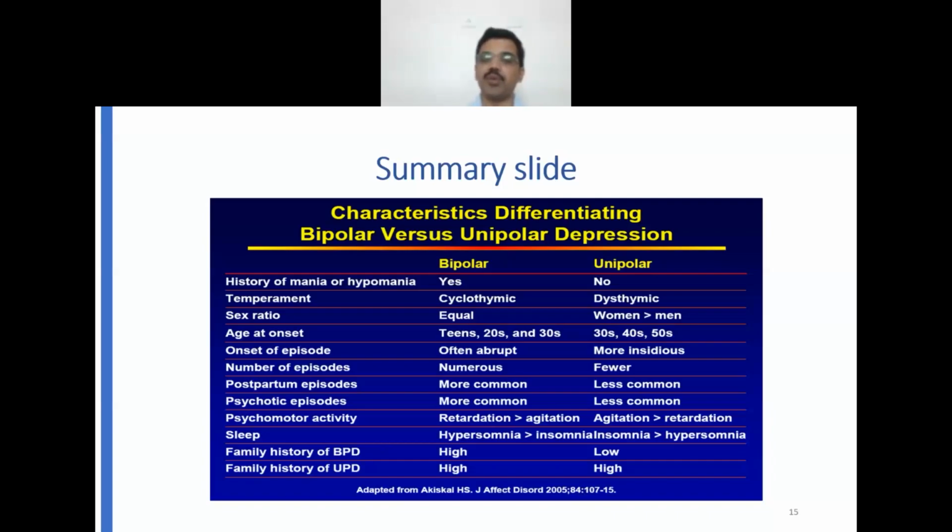Psychomotor retardation will be more evident in bipolar depression as compared to agitation, whereas in unipolar depression the reverse will be there, and more agitation might be evident. The biological function again will be reversed. There will be more hypersomnia in bipolar depression as compared to unipolar depression. And looking at the family history, there will be a family loading of bipolarity and unipolarity, but the bipolarity loading will be more in bipolar depression as compared to unipolar.